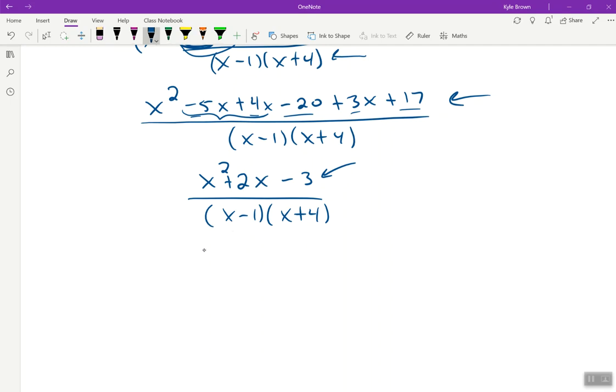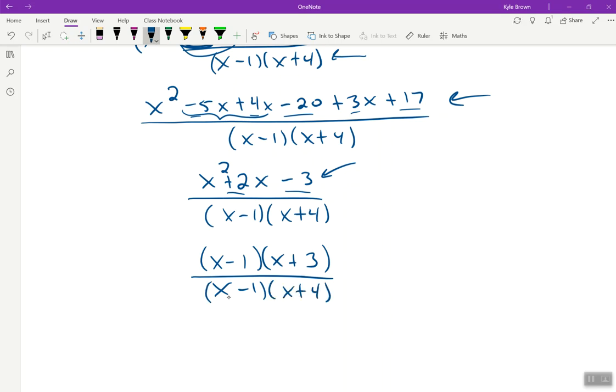So factoring the top, I'm just going to write my brackets down. And they both get an x. And I'm looking for numbers that multiply to negative 3 and add to 2. So it's got to be 3 and 1 are the only numbers that multiply to 3. And they have to multiply to a negative. So one's got to be negative, one's got to be positive, and they have to add to positive 2. So this has to be plus 3 and minus 1. Okay, that's a good sign. And then over x minus 1, x plus 4.